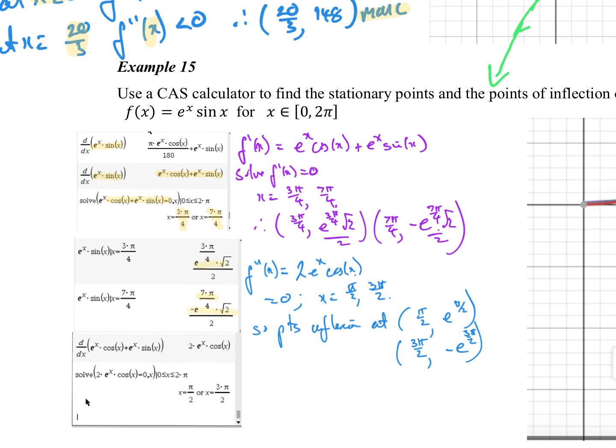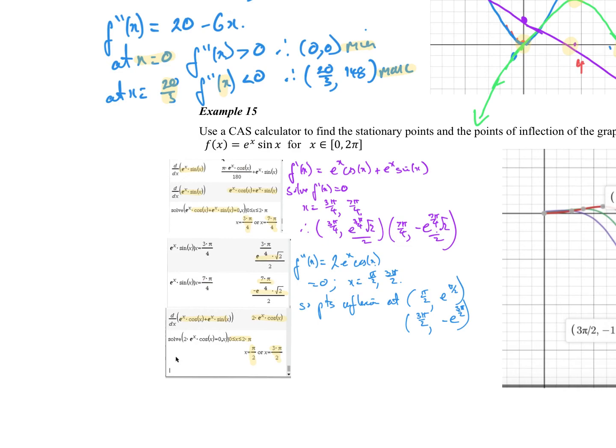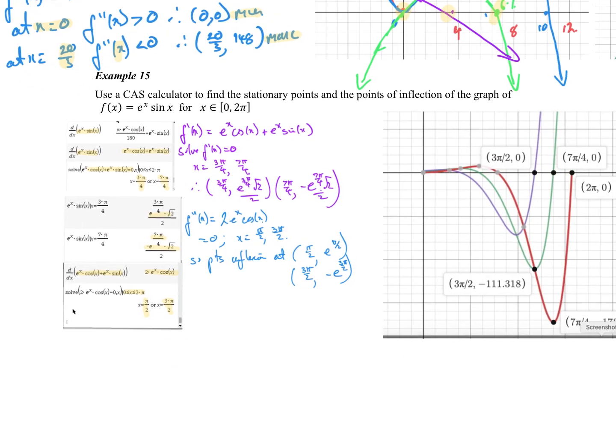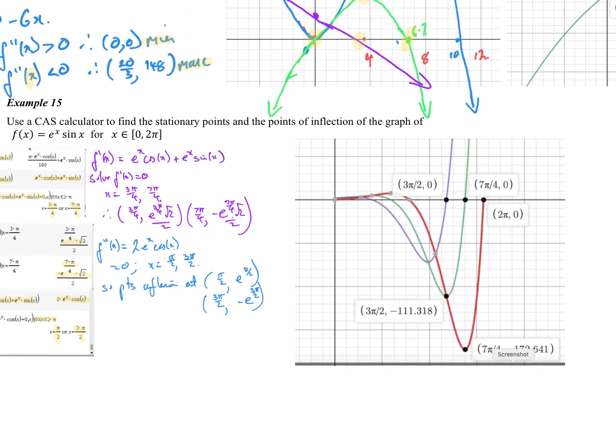All right. Points of inflection means the second derivative, so take the first derivative, which is e to the x cos x plus e to the x sine x, and differentiate that. I get 2e to the x cos x. Solve that equal to 0 between 0 and 2 pi. I get pi on 2 and 3 pi on 2. So they're my points of inflection. And that's all I have to know. Just tie that in with the graph.